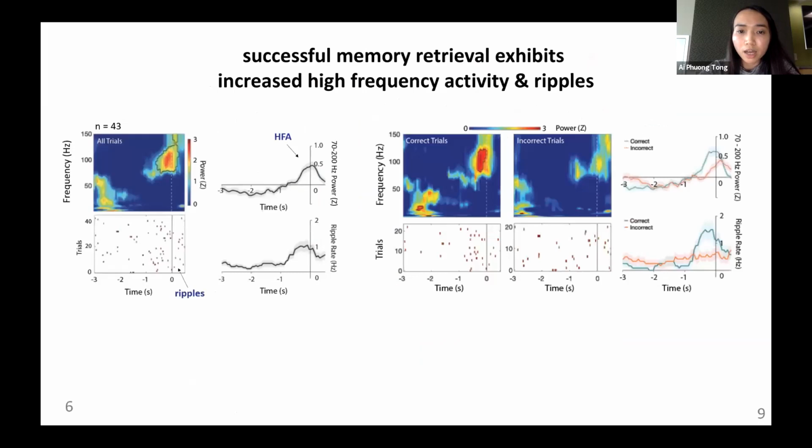We can compare the high frequency activity and the rate of ripples prior to vocalization during retrieval, as indicated by the time 0. From the time frequency plot on the left, we can see that there's an increase in high frequency activity just before vocalization across all trials. We can similarly see an increase in the rate of ripples just before vocalization, as seen in the raster plot underneath. And when we separate out correct trials and incorrect trials, we see that specifically successful memory retrieval exhibits increased high frequency activity and increased rate of ripples.